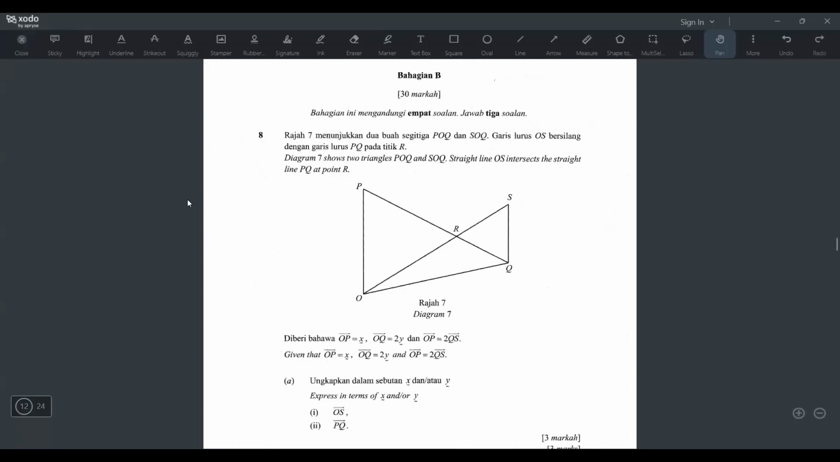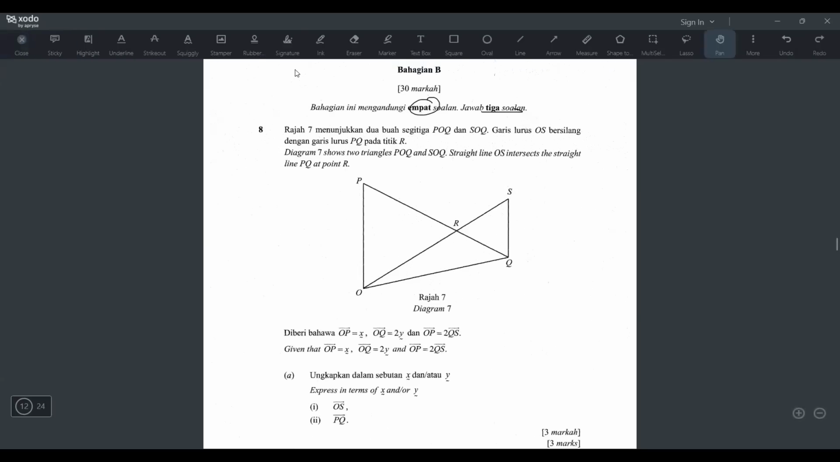Okay, now I'm at question number 8. So now we masuk bahagian B. Bahagian ni mengandungi 4 soalan, jawab 3 soalan. Okay, for bahagian B, I will usually do all the 4 soalan. In all my paper 2 videos, memang dia bagi 4, pilih 3, but I will do all 4 questions for you. Okay, but in the exam, you only need to choose 3.